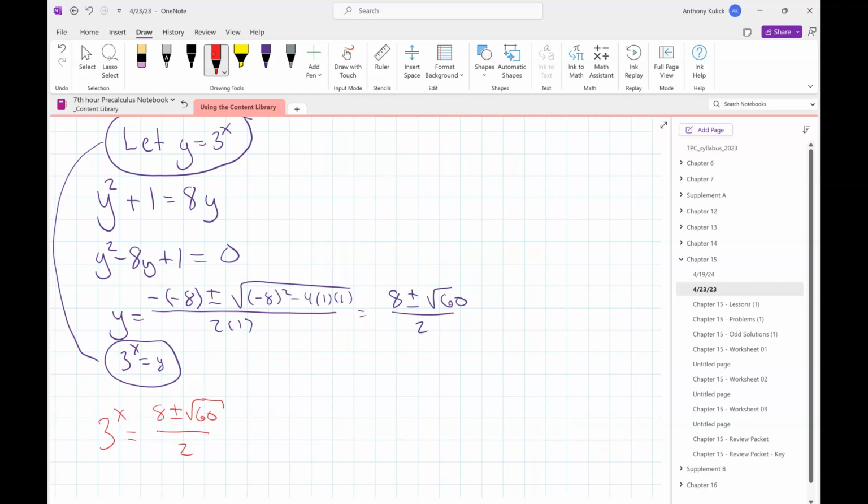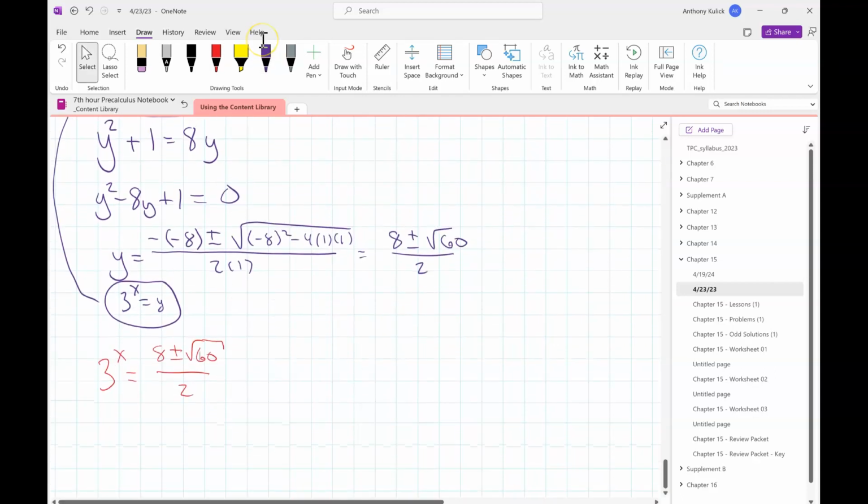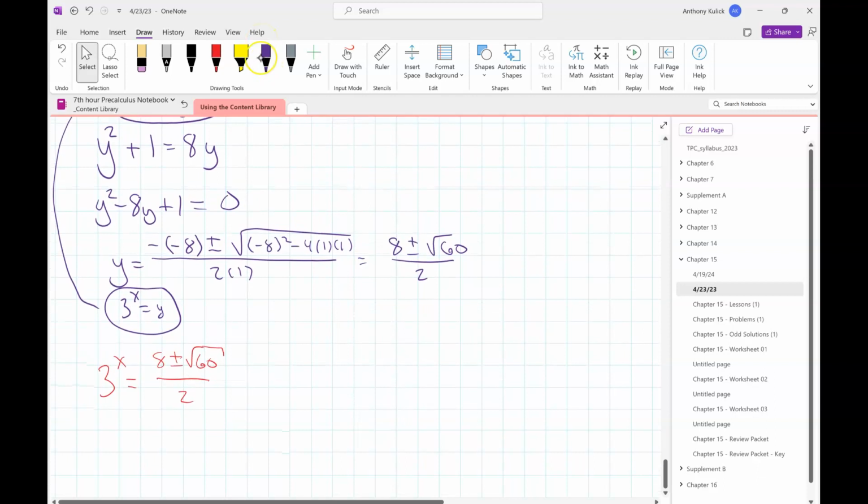How do I get rid of that exponent base of 3 to get the x by itself? What do I have to do to both sides? Come on. What's going to cancel out that exponent base of 3? This guy right here. We got to get him out of there. What do we do?